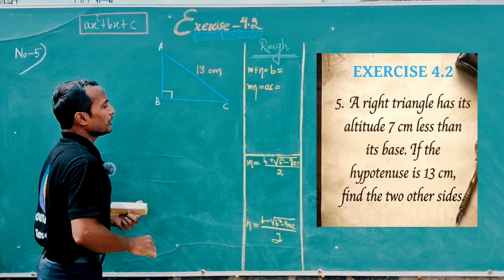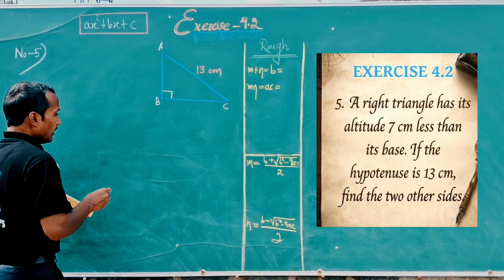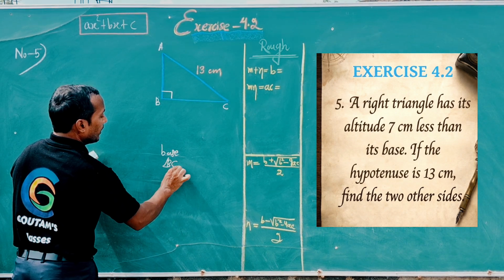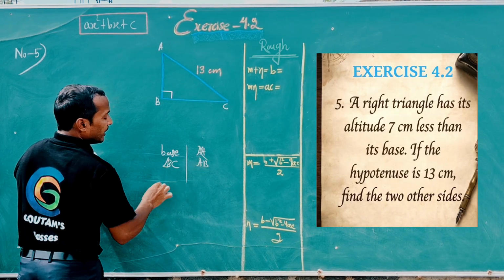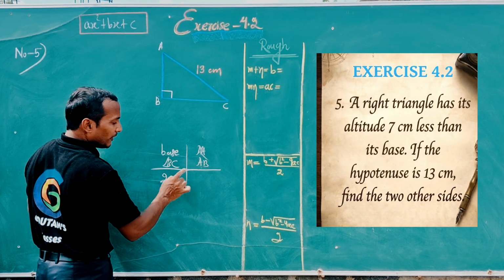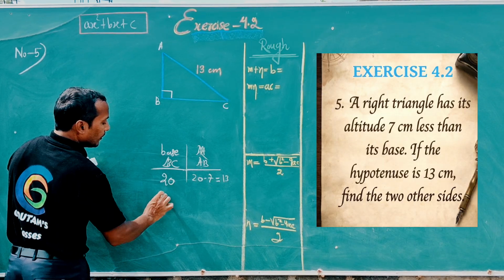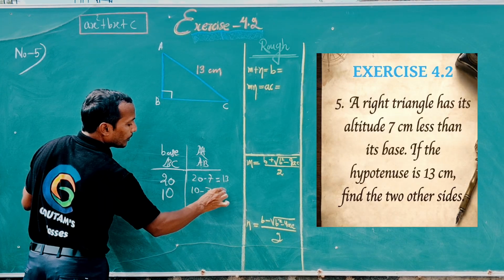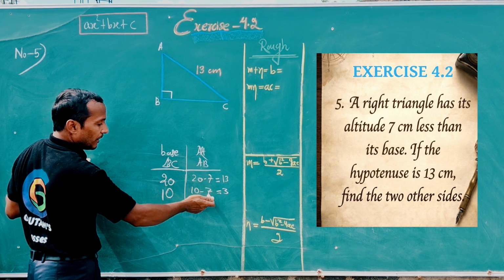What is the relation between base and altitude? It is told that the altitude is 7 cm less than base. Means if I take base BC as 20, then what can you say about altitude AB? Altitude is 7 cm less than base, means 20 minus 7, that means 13. If BC is 10 cm, then altitude AB will be 10 minus 7 is equal to 3 centimeter. Whatever is the value of base, from that we are subtracting 7 to get altitude.